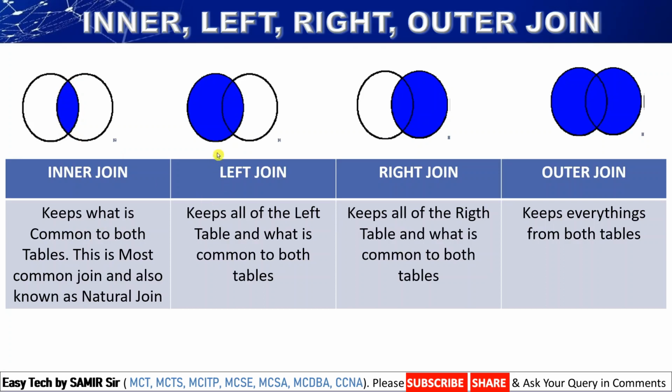Left join keeps all the data from the left hand side. If there is a table A and this is table B, it keeps all the data from table A and also the intersection part. Right join keeps all the data from the right hand side table. If the tables are A and B, it keeps all the data from table B and the intersection part also. And the fourth one is an outer join. It keeps everything from both the tables. So let's see these in a real life example.